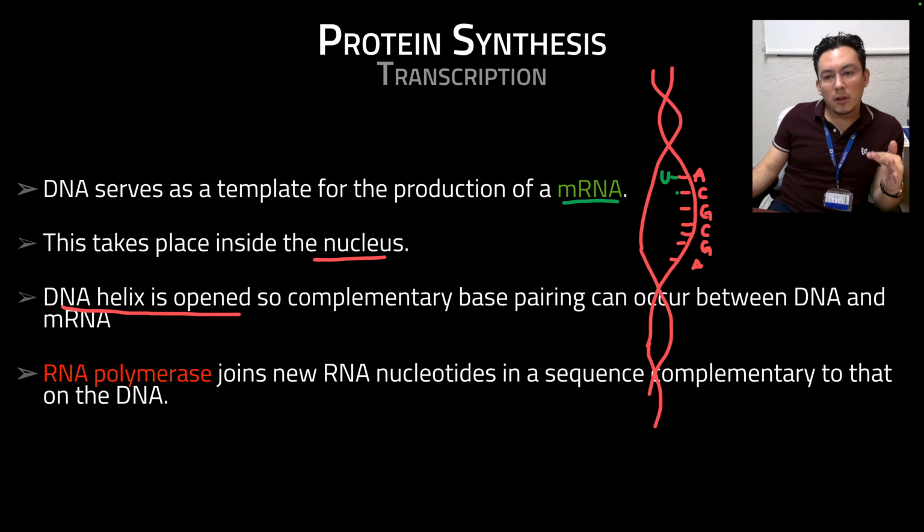And the other pairings are going to be the same. So with C, we pair G. With G, we pair C, CG, GC. And with A, another U, right? So we're going to start building a complementary strand based on original information that we have there.